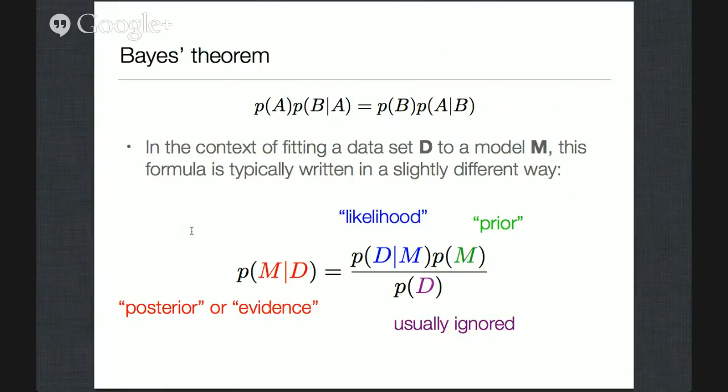So there are four terms here that have different names that people like to use. The probability of the model given the data is what we're trying to extract. This is what we're trying to use to determine estimates of the model parameters. This is usually called the posterior or the evidence. Probability of the data given the model is the likelihood. That's what we get from least squares, from the chi-square function. Probability of the model itself is what we call the prior information. That's what we know about the model before we even look at the data. And then this factor down here, I don't even know the name for it. Maybe someone does, but in practice it's just an overall normalization, so people tend to ignore that.